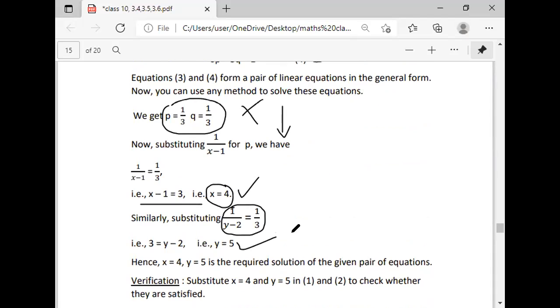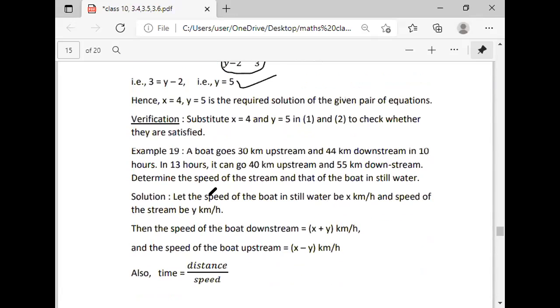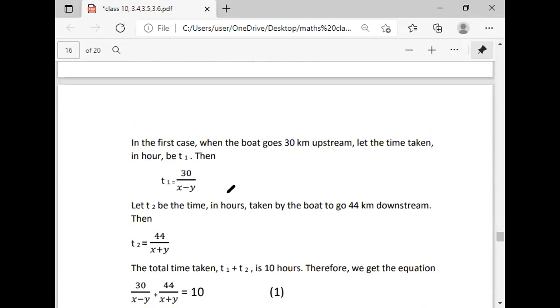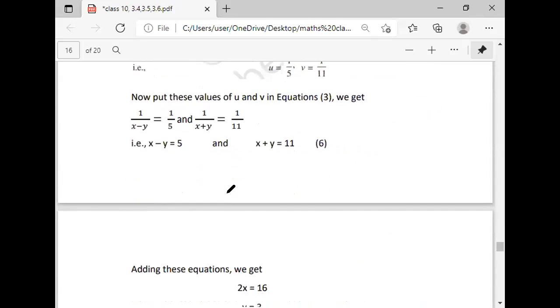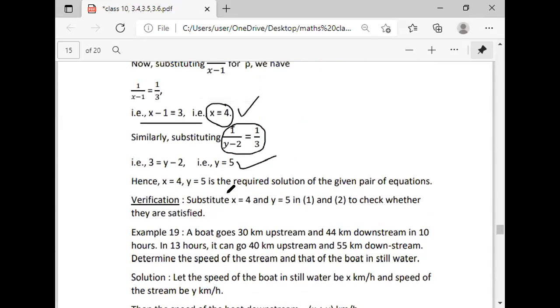So that's all about reducing a pair of equations which is not in the linear form to a linear form, and then we can solve it and find the answers. One more question is there. I think this can be done in our next class. This chapter is almost complete. Only one question is remaining.